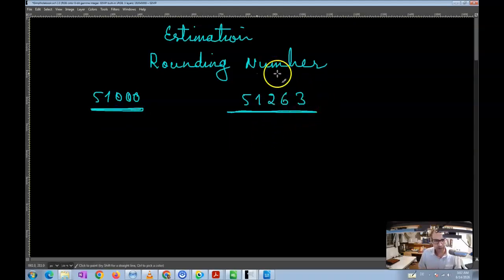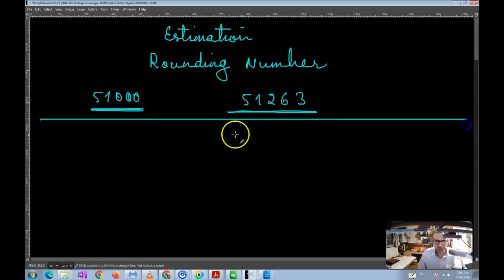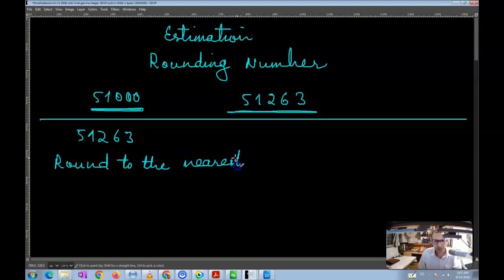Okay, now if I have this number over here, which is 51,263, in order to do the estimation, I can round the number in many different ways. I can round the number to the nearest tens. If I round the number to the nearest tens, then I have 51,263, and then to the nearest tens.